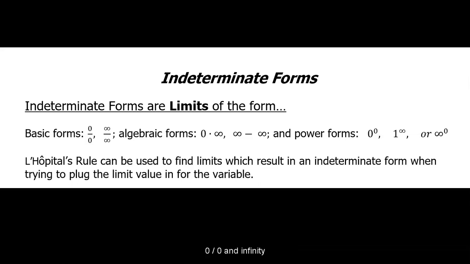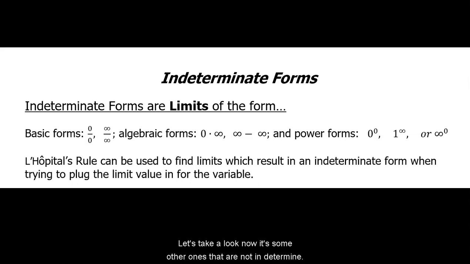0 divided by 0 and infinity divided by infinity are the 2 basic forms. There are 2 algebraic forms representing a tug-of-war, 0 times infinity and infinity minus infinity. There are 3 power forms, 0 to the 0th power, 1 to the infinite power, or infinity to the 0th power. L'Hopital's rule can be used to find limits that result in an indeterminate form, provided that the function in the numerator and the function in the denominator are differentiable. Since most of our functions are differentiable, this is not a serious limitation.